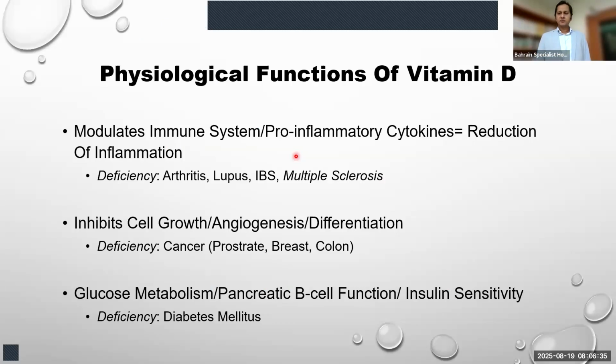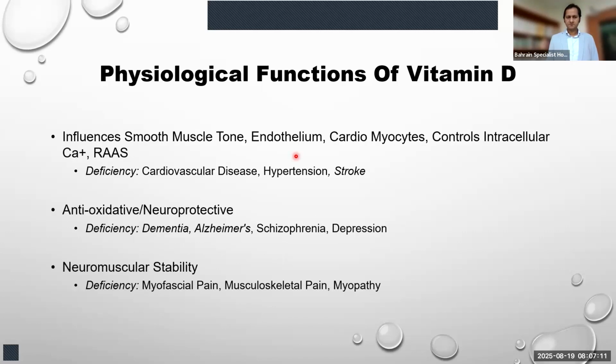Basically, the physiological functions of vitamin D, apart from bone health: it has been incorporated into the immune system. It acts as a modulator of the immune system, and it reduces the inflammatory cytokines. So the deficiency can lead to certain autoimmune diseases. Similarly, it also inhibits abnormal cell growth, and its deficiency may lead to cancers. I will discuss this in detail in the later slides. It is also involved in glucose metabolism, and its deficiency may lead to type 1 or type 2 diabetes.